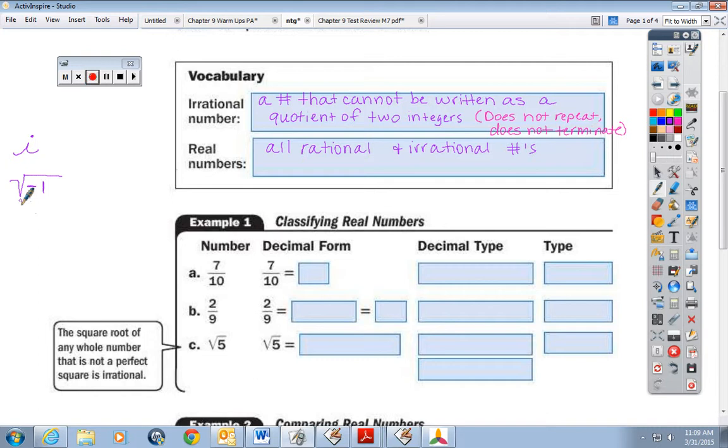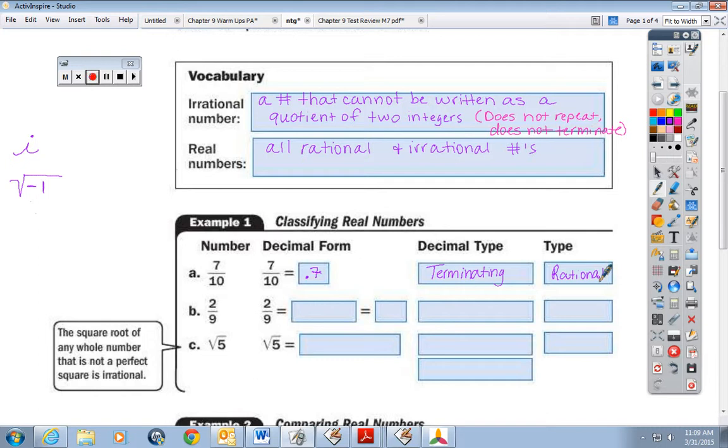All right. So if we took 7 tenths, this literally means 7 divided by 10. We would get 0.7. And what kind of decimal is this? Yes, and we talked about this last year. Therefore, if it is terminating, if it has a final digit, it is considered a rational number. Now, all rational numbers are real numbers, so we're just differentiating between rational versus irrational now.